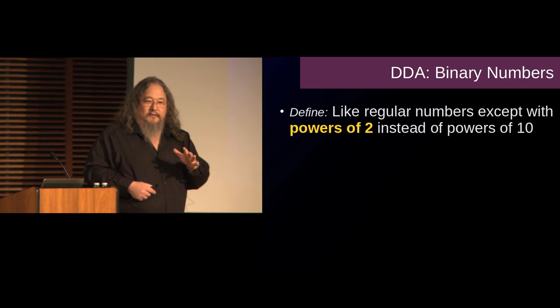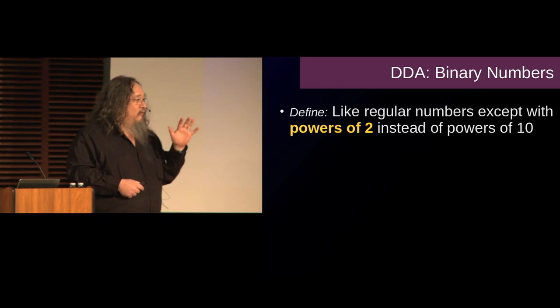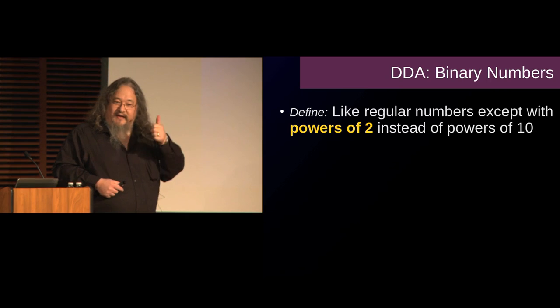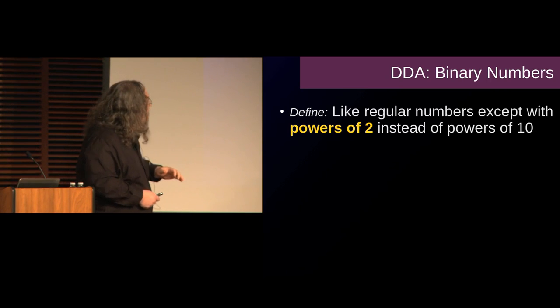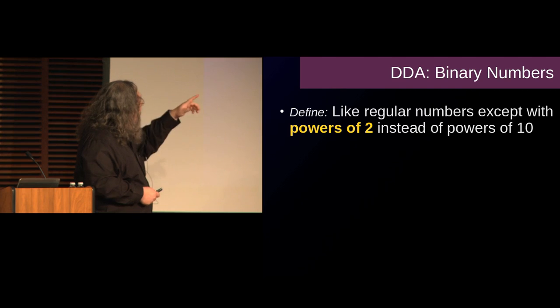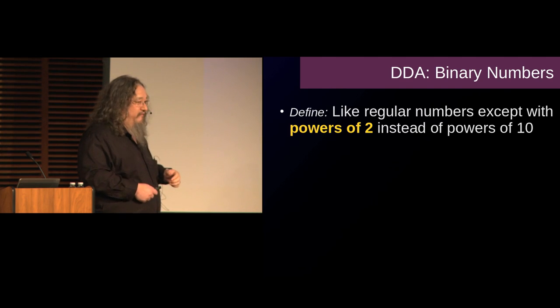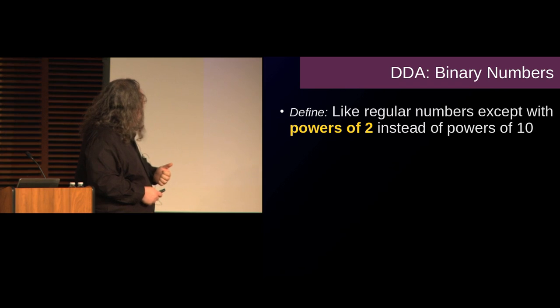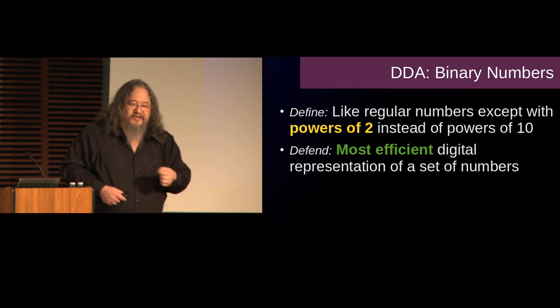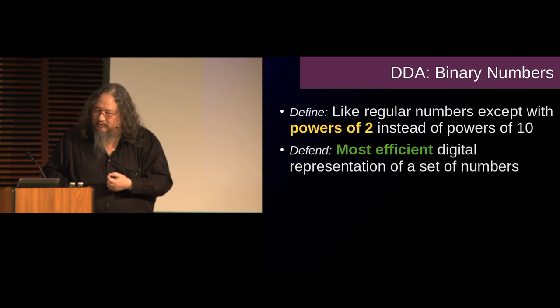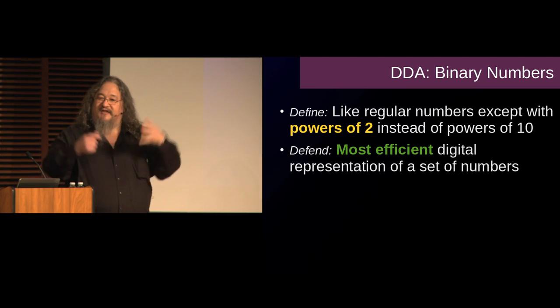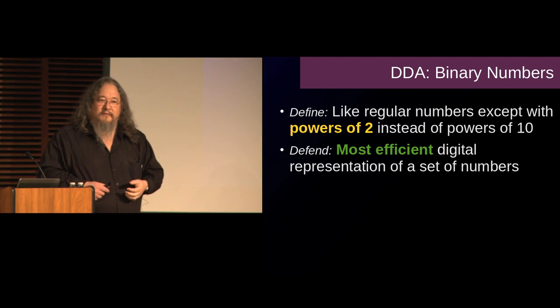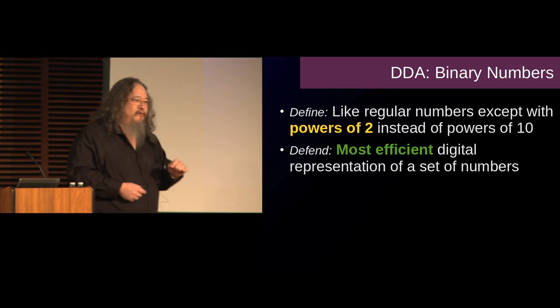Binary numbers, what are they? Binary numbers are like regular numbers, 123, except each number is just powers of two, so they're all zeros and ones, okay? Powers of two, so it's just like powers of 10 if you only had one finger. Wait, what's good about it? It's the most efficient possible representation, digital representation of a set of alternatives. Most efficient possible, mathematically provably optimal.